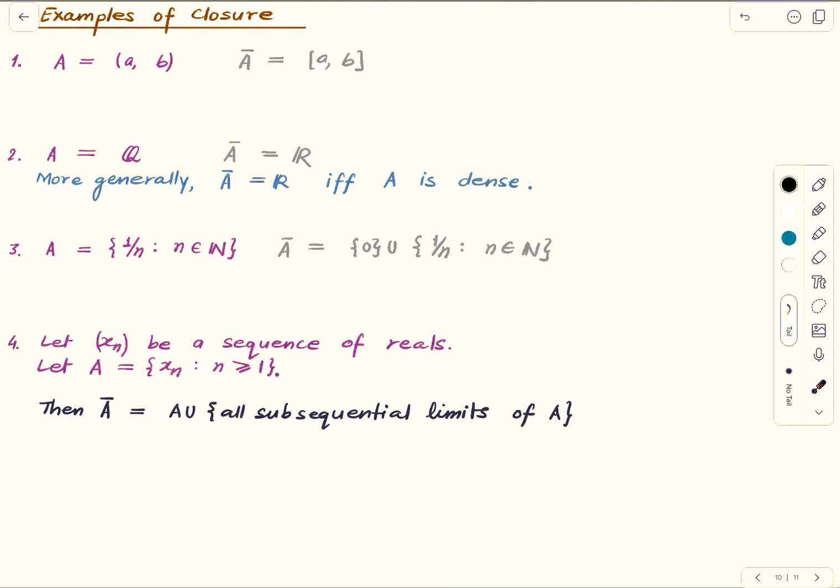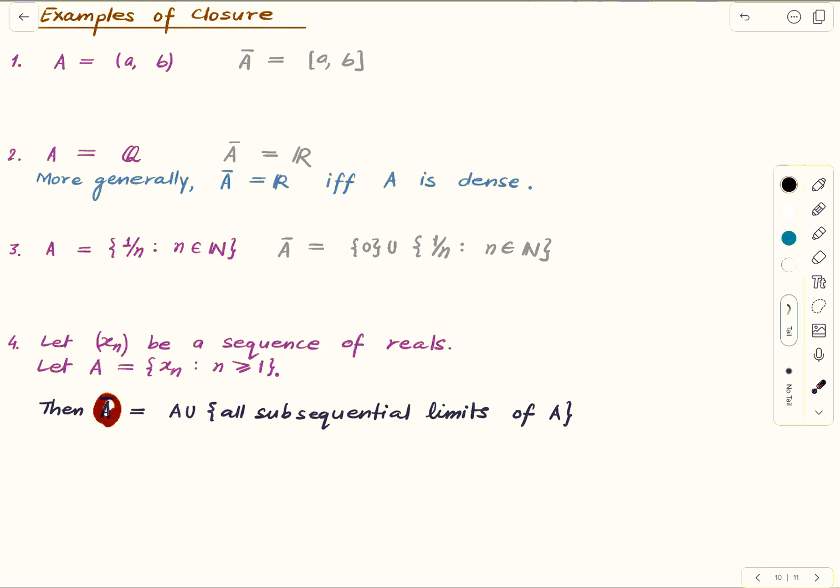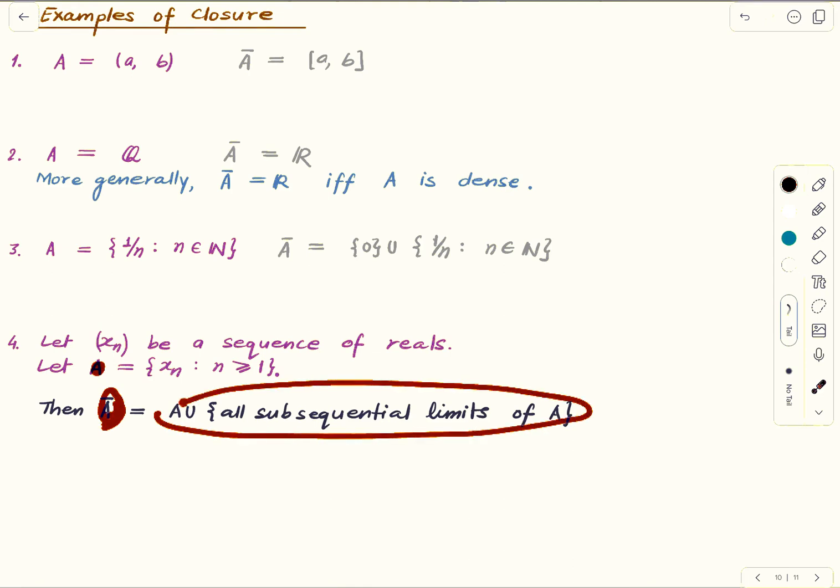Yeah, so it is clear that this and that are both contained in A closure, because A closure is a closed set, and if you have a convergent subsequence in A, it is also a convergent subsequence in A closure, and hence its limit must lie in A closure because A closure is closed. So this much is definitely contained in A closure.